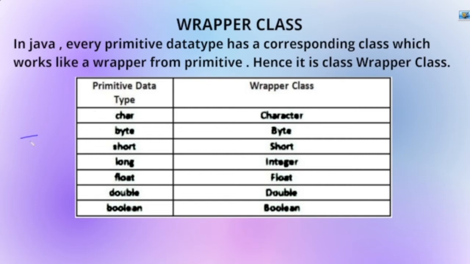Now, usually we have seen certain chocolates. Inside the chocolate, there will be the real chocolate. Above it, there will be a wrapper. So these wrapper classes act like these chocolate wrappers for the chocolate.